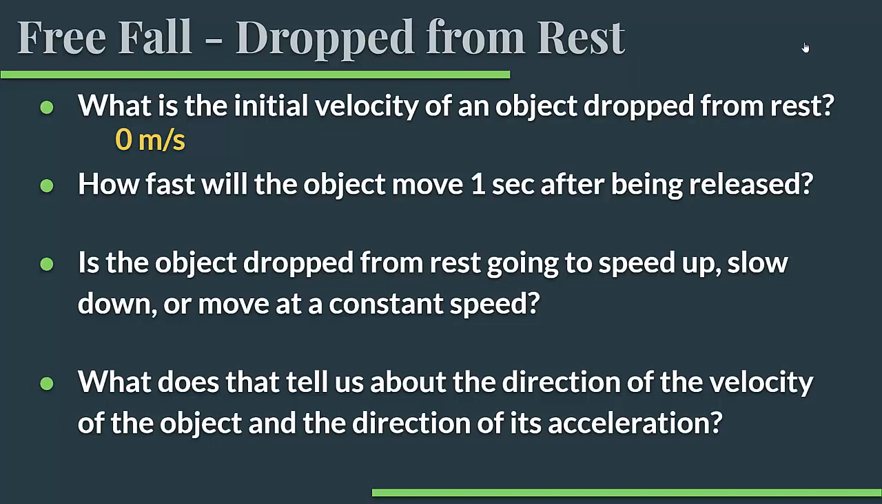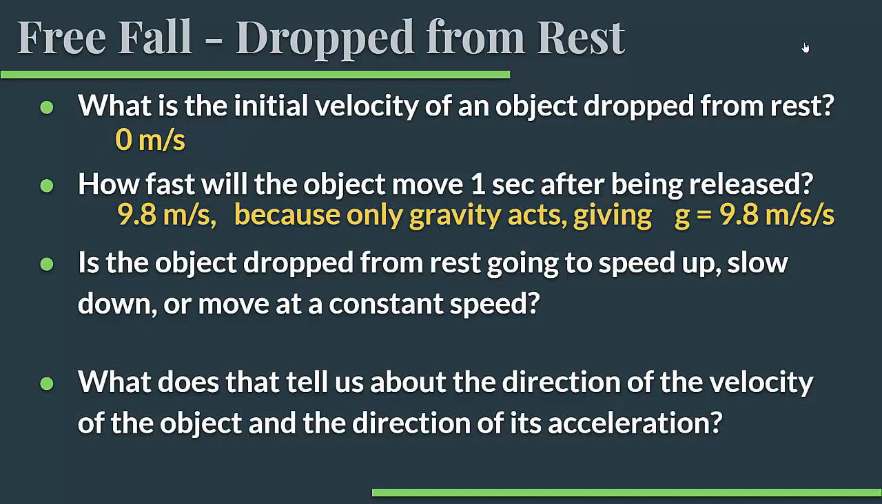How fast will this object move 1 second after it's released? Well, that's also in the acceleration value that I gave you. The fact that gravity is 9.8 meters per second every second means that after 1 second, that object will be 9.8 meters per second faster than it was moving the previous second. And if it started at 0, then after 1 second, your object is now moving 9.8 meters per second toward Earth's surface, because only gravity is acting on the object. And so we're going to use little g there.